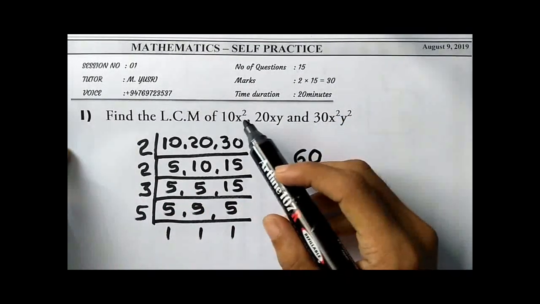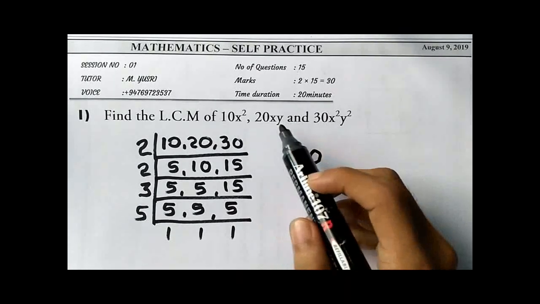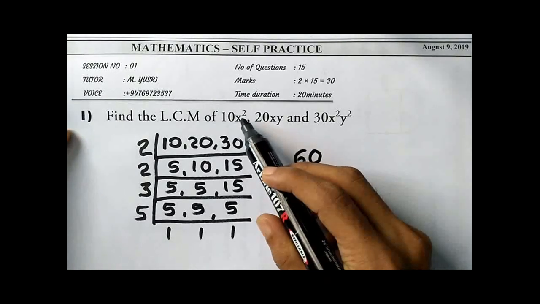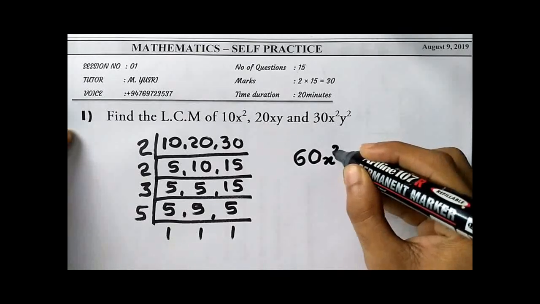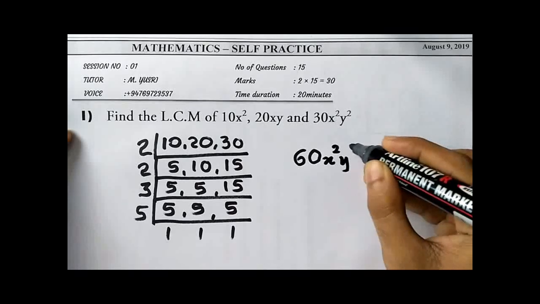And now we'll move to the unknowns. Here you can see x is there as well as y. In unknowns we have to consider the highest index. So for x the highest is 2, that means squared, and for y also the highest one is squared. So this was the answer.